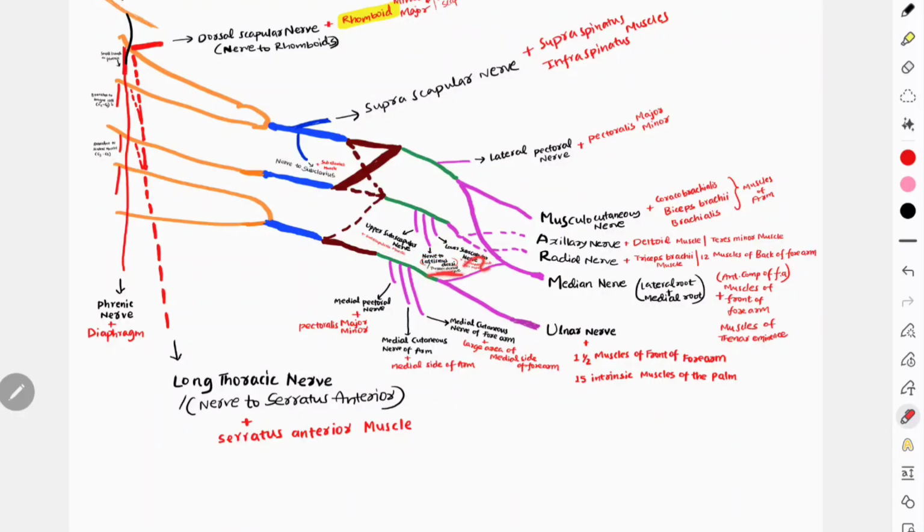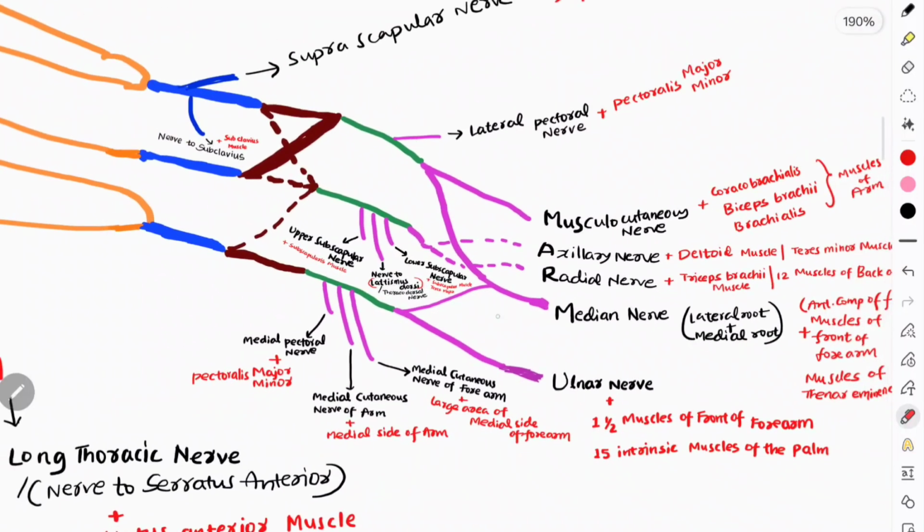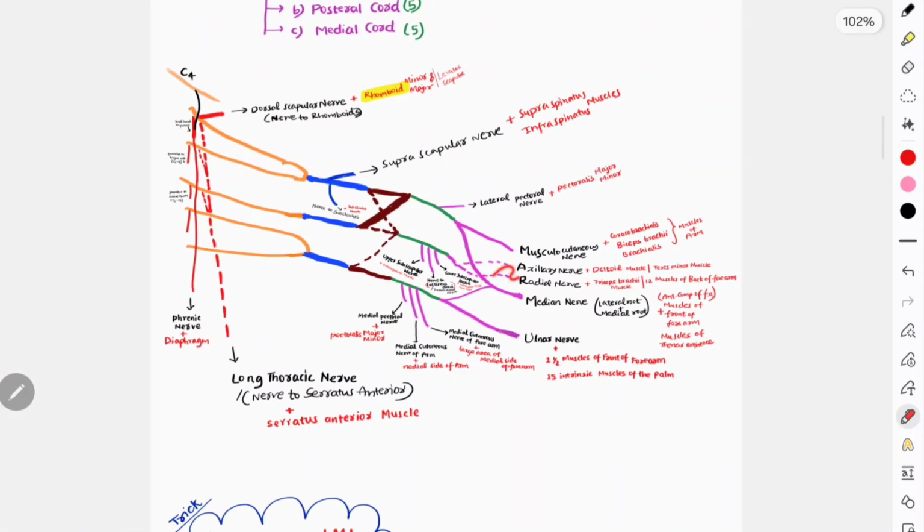And you can see this one, upper subscapular nerve, which innervates subscapularis muscle. Now the nerve to latissimus dorsi innervates latissimus dorsi. Lower subscapular nerve innervates subscapularis muscle and the teres major. And this axillary nerve to deltoid, teres minor. The radial nerve to triceps brachii muscle and muscles of the back of forearm, the posterior compartment of the forearm. So that is also completed.